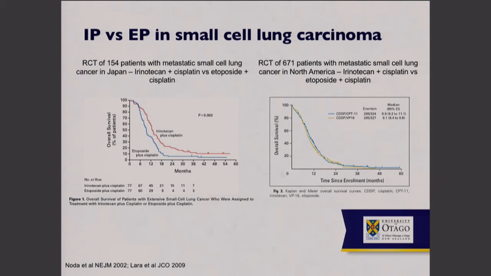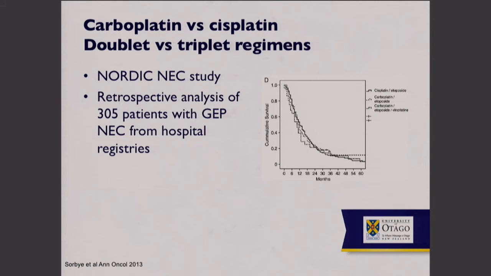There is quite a good registry from, I've just got it down there as the Nordic NEC. I can't remember exactly what country that comes from, sorry. But this is an analysis of 305 patients who had gastroenteropancreatic NETs, so that's the term that we use to encompass pancreatic and GI NETs.